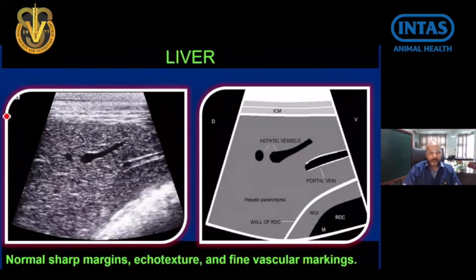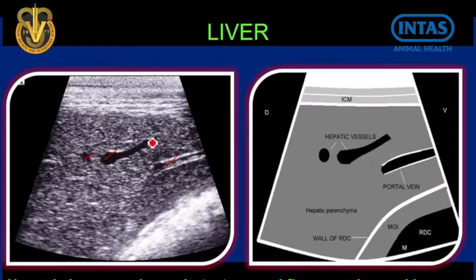And this is how the liver looks. You can see the hepatic vessels here. As Dr. Jitendra Mahindra told in the first webinar, the portal veins have fat, so they have thicker echogenic walls. These are the portal vein and the hepatic parenchyma here, and this is the wall of the right dorsal colon. What you are going to see here is the shape and margins of the lobes and the fine vascular markings. If the vascular markings are not fine and the lobes are rounded, you can always suspect something. And if the echogenicity is not uniform, you can suspect hepatitis, and you can suspect a neoplastic disorder also.